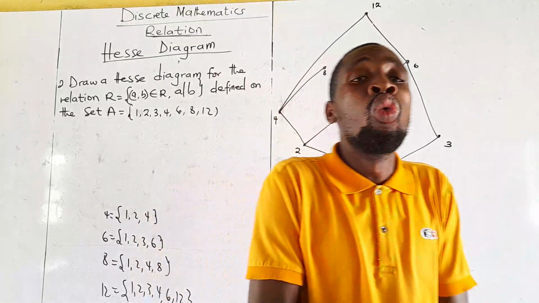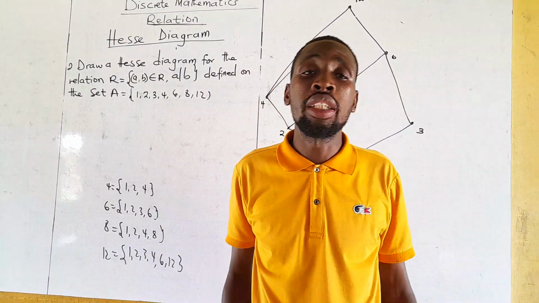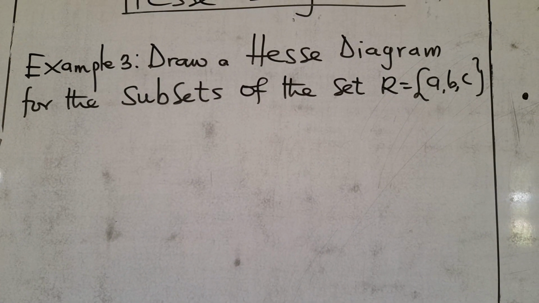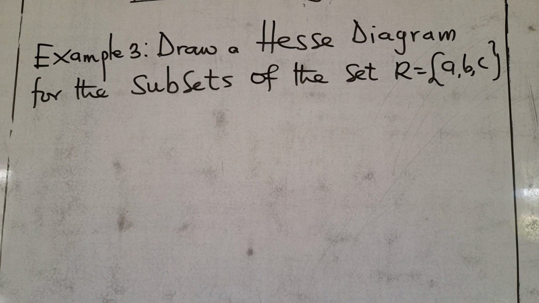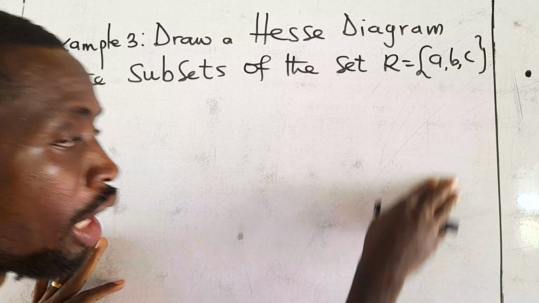Now we'll learn how to draw a Hasse diagram for a subset of a particular set. So our third example says we should draw a Hasse diagram for the subset of the set R with members A, B, and C. So this set is having 3 elements.